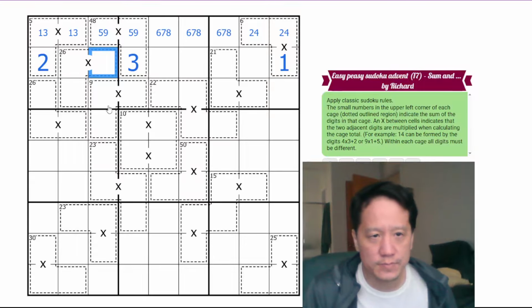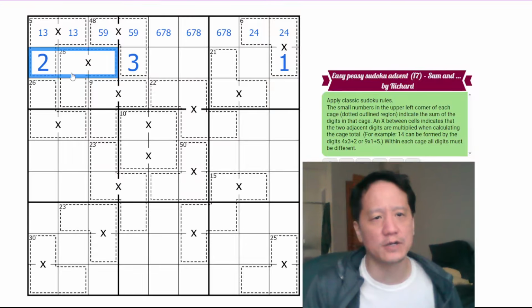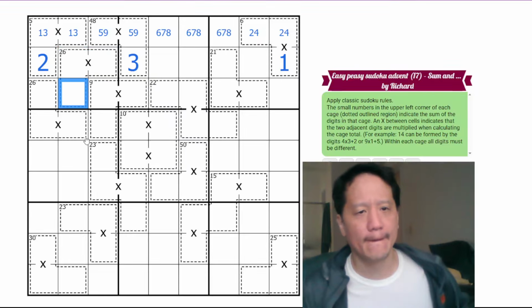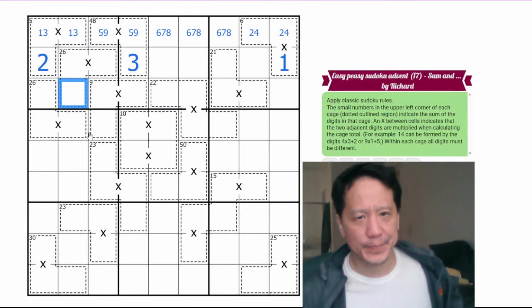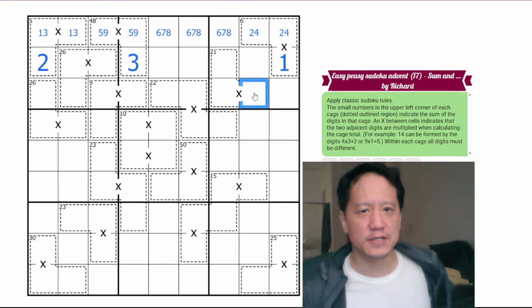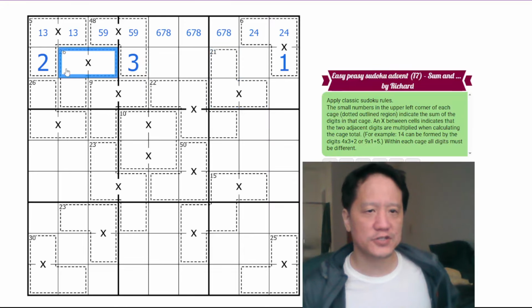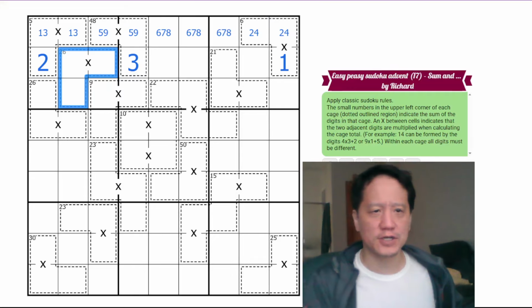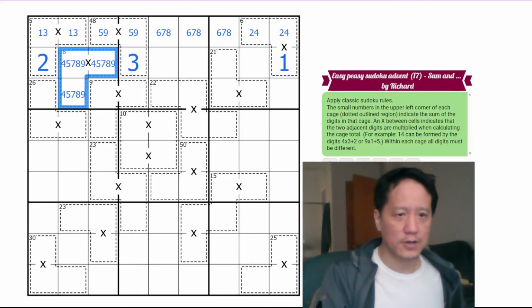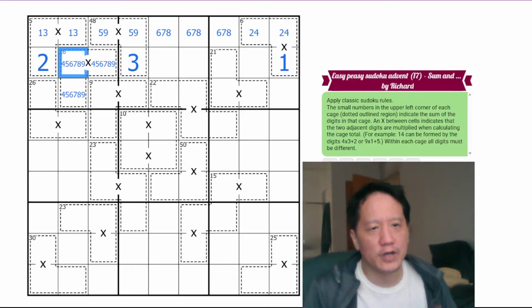So we can do something similar here, right? What about this? This cannot contain... Let's just continue with the ones that we have very restricted. So this has to be 4 through 9 here in this box.